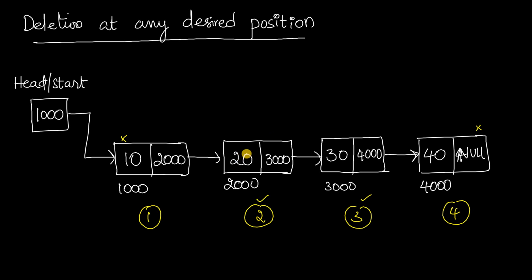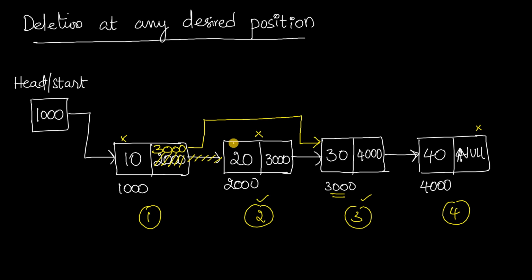Suppose I want to remove this second node. What changes do I have to make to this linked list? First, remove 2000 here and store the address of the third node. What is the address of the third node? That is 3000, right? So store 3000 here. Thereby this link will be removed and a new link will be formed like this, right?